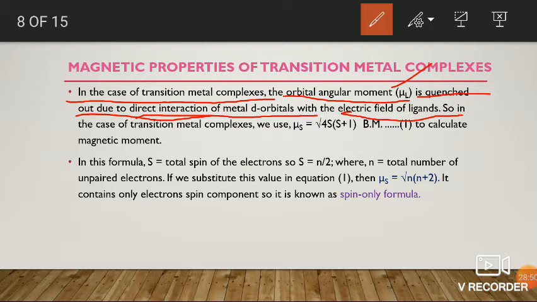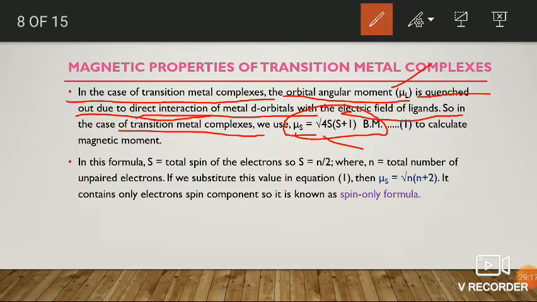So in the case of transition metal complexes, mu L is 0; it is quenched out. So the total magnetic moment value we can write as mu S. There is no L component, so mu S plus L equals mu S. So mu S equals the square root of 4S(S plus 1) Bohr magneton.